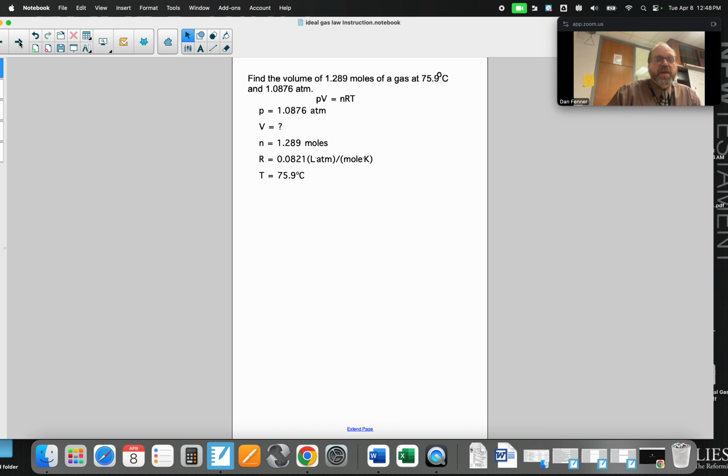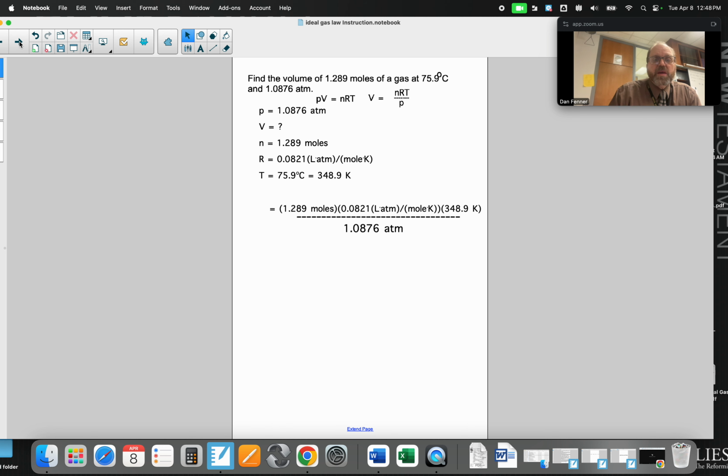And the temperature is 75.9 degrees Celsius. But remember, we don't like Celsius because it's not absolute zero. So convert that to Kelvin, add 273. I'm going to get 348.9. So if I'm solving for V, write the other side down as is, where is nRT. P is going to come down. So we're going to get V is equal to nRT over P.